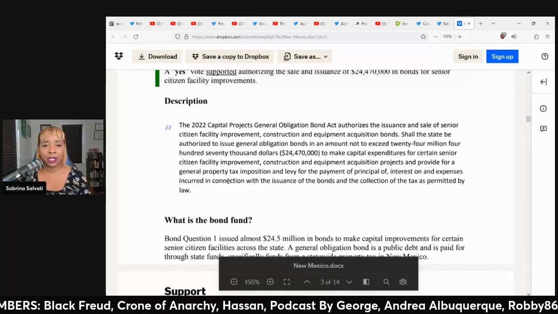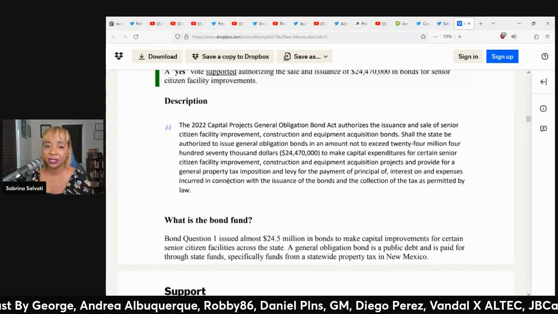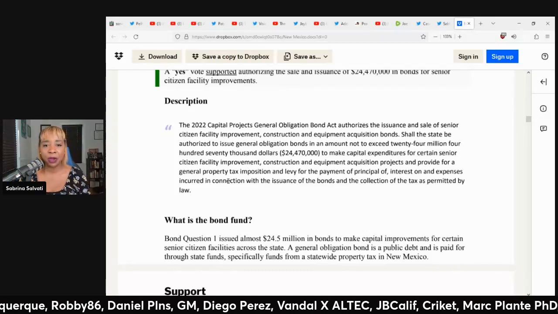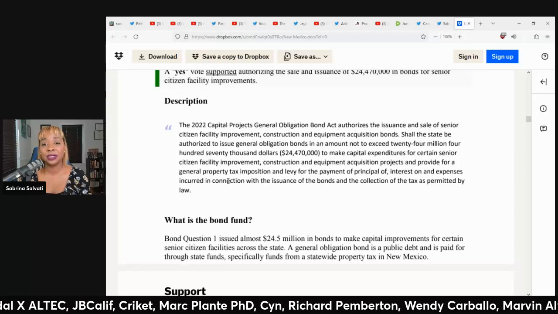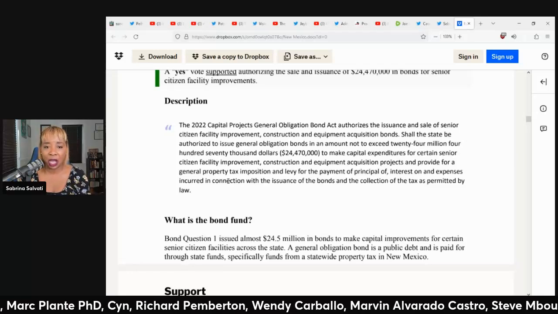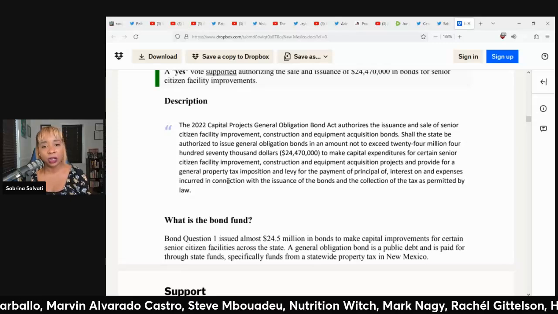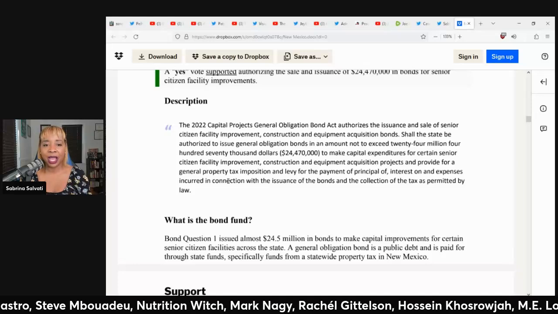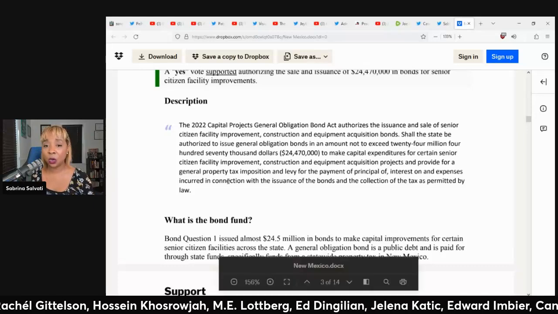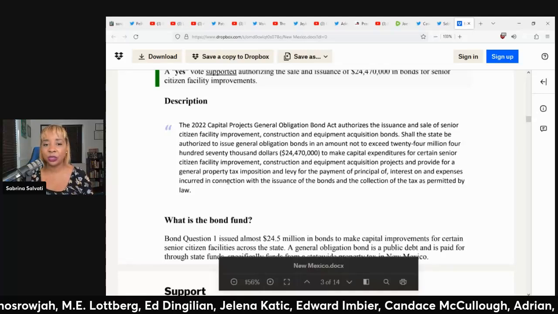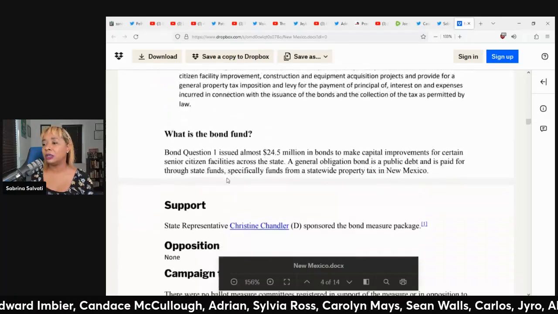The 2022 Capital Projects General Obligation Bond Act authorizes the issuance and sale of senior citizen facility improvement, construction, and equipment acquisition bonds. Shall the state be authorized to issue general obligation bonds in an amount not to exceed $24,470,000, to make capital expenditures for certain senior citizens facility improvement, construction, and equipment acquisition projects, and provide for a general property tax imposition and levy for the payment of principal of interest on and expenses incurred in connection with the issuance of the bonds and the collection of the tax as permitted by law.